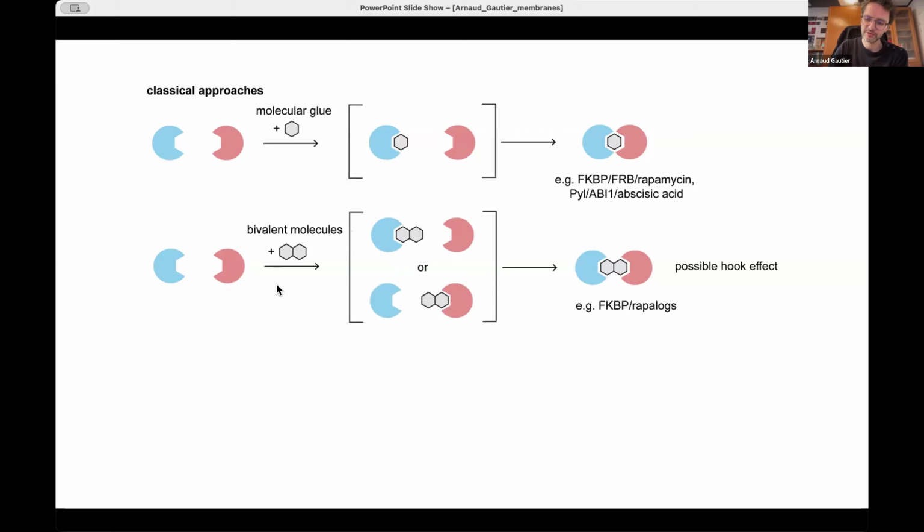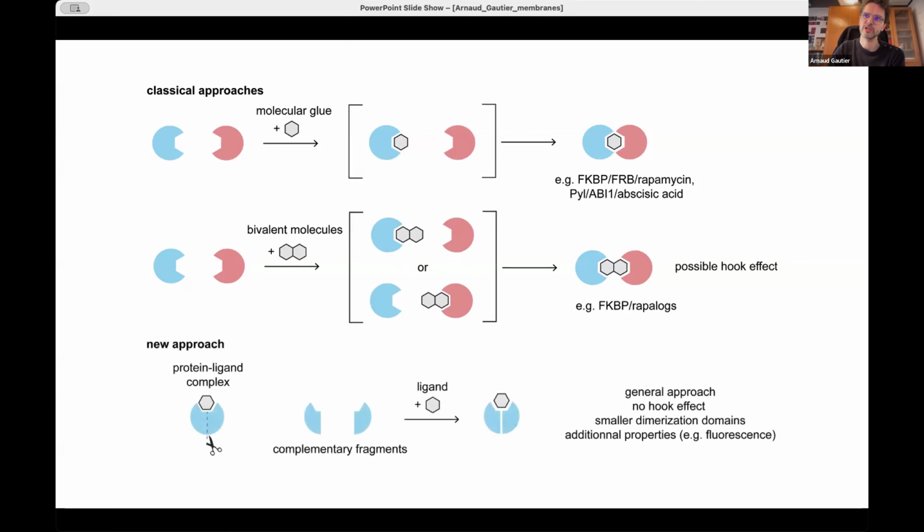So recently, actually, a third strategy has been proposed, which was very interesting for us, which is actually to take a protein ligand complex and to split the protein part in two complementary fragments in such a way that upon addition of the ligand, you would induce the dimerization of the two complementary fragments. So this, in theory, could be a very general approach because you could really imagine developing chemically induced dimerization tools from any protein ligand complex.